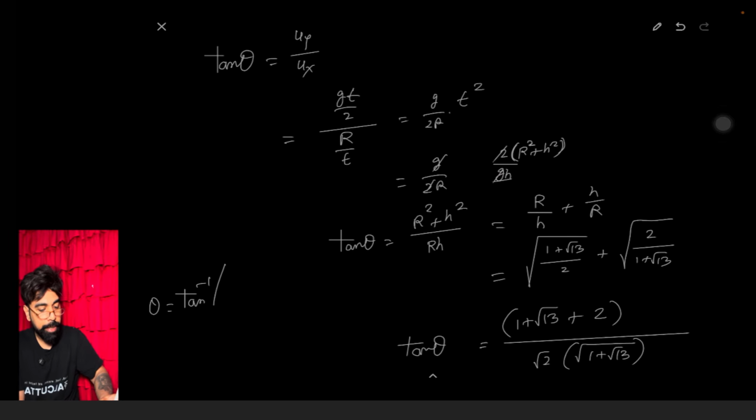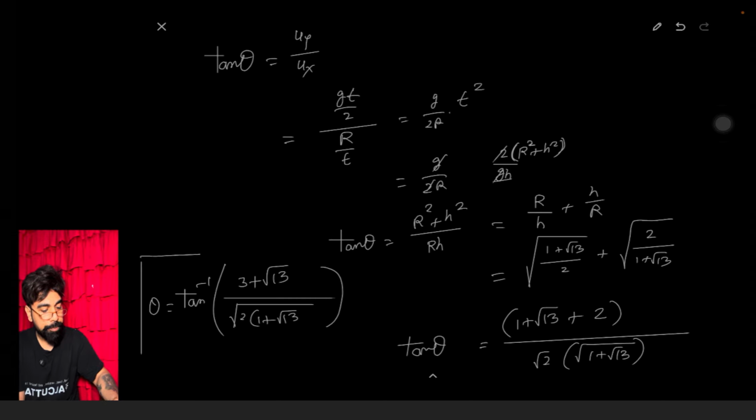Now what is theta? Theta is the tan inverse of (3 plus root 13) whole divided by root under 2 into (1 plus root 13). So this is the angle of projection.